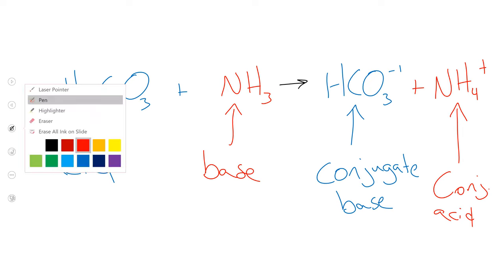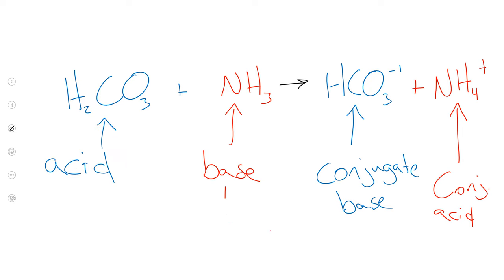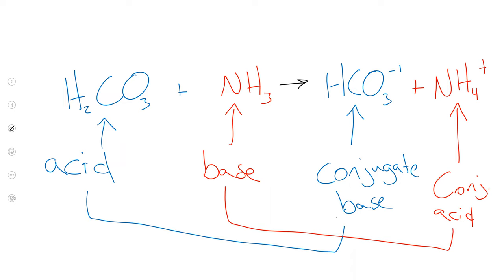And the other way you hear this referred to is conjugate acid-base pairs, because these two are forever linked, right? Ammonia, when it acts as a base, will always make ammonium. And carbonic acid, when it acts as an acid, will always make the same conjugate base. It will always make hydrogen carbonate.